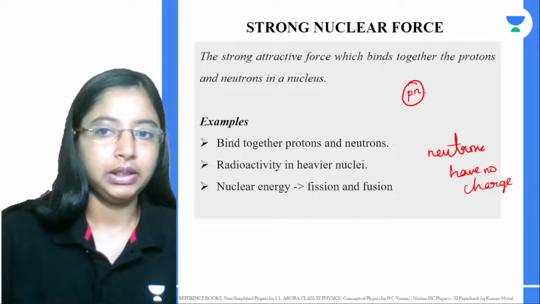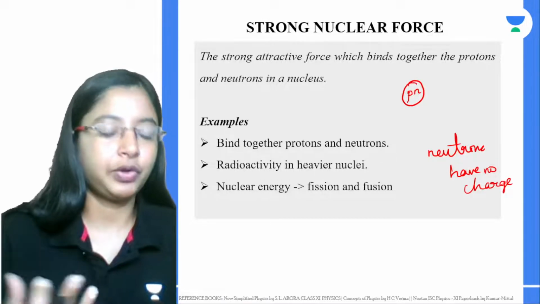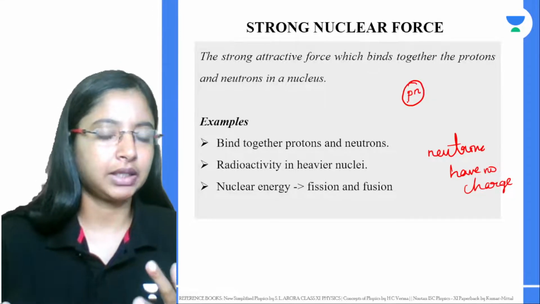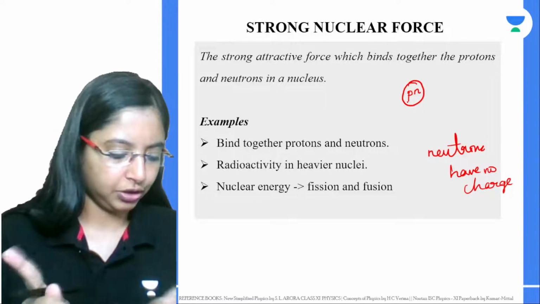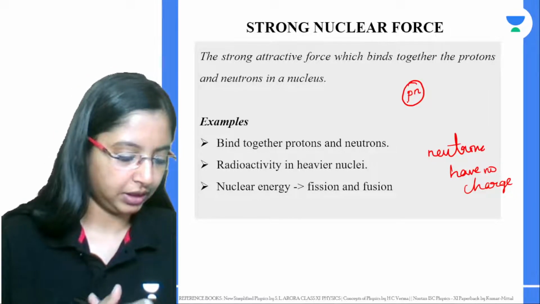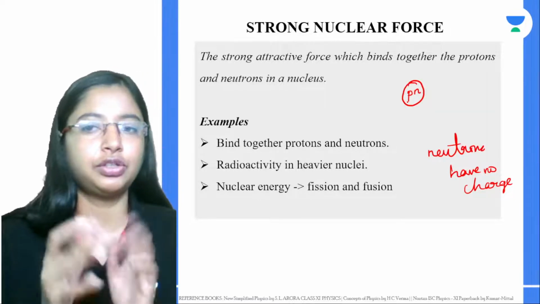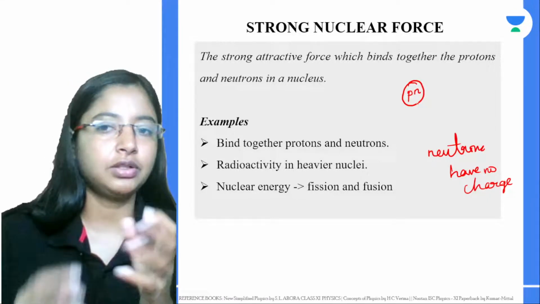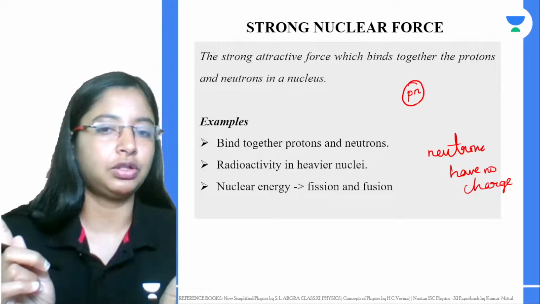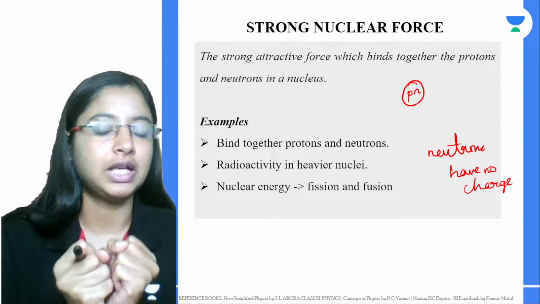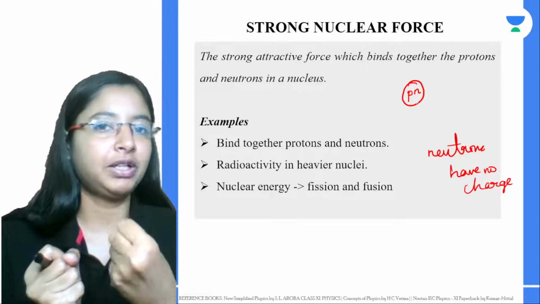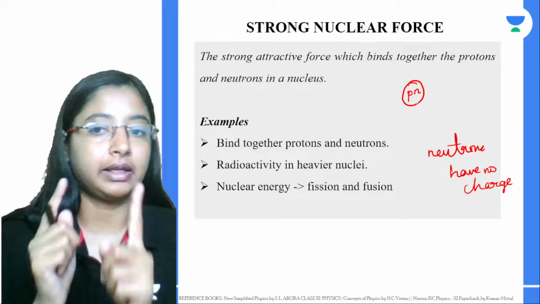Right, but protons have positive charge. According to what we learned in electrostatic force, like charges should repel each other. Like charges over here should repel each other, right? But what is keeping those like charges inside a nucleus? There are so many protons, so according to us they should repel each other, but what is keeping these charges held together?